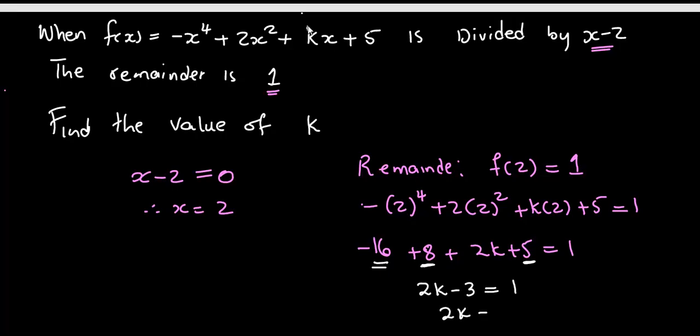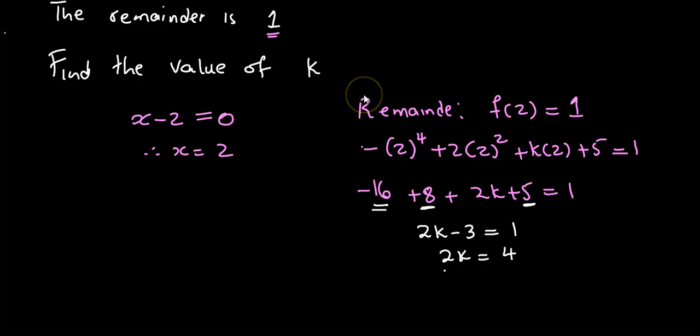Therefore, 2k will be equal to 4 if we bring the 1 to the other side. So now, divide both sides by 2. What is k equal to? The value of k is 2. Then we've solved this problem.